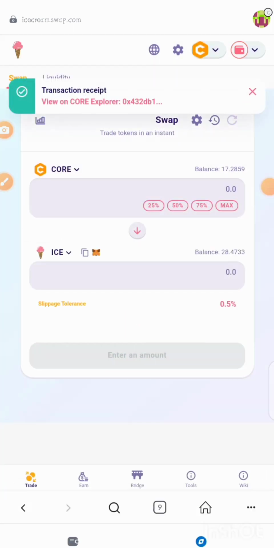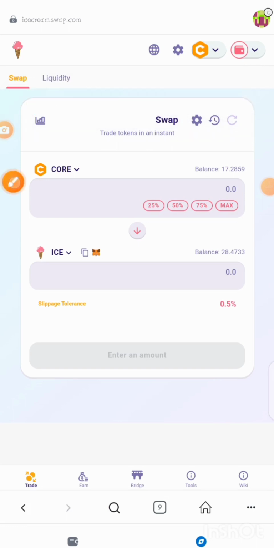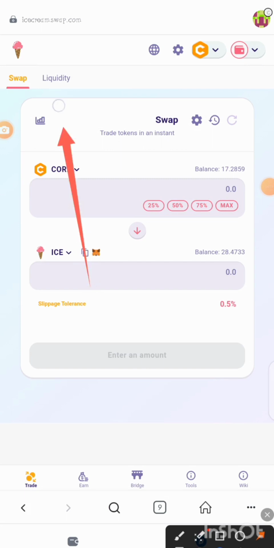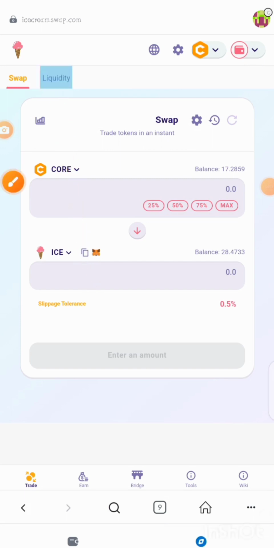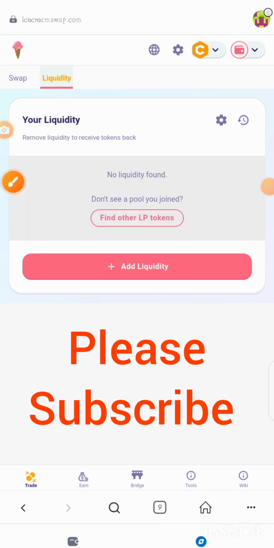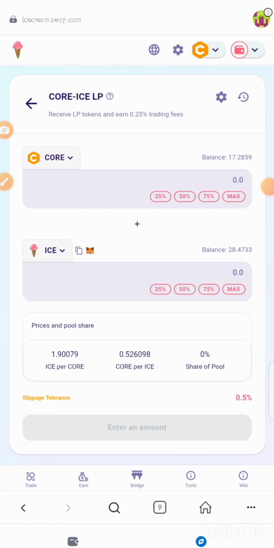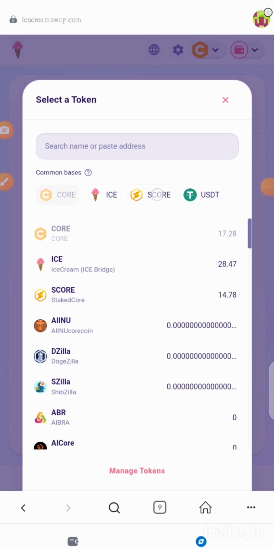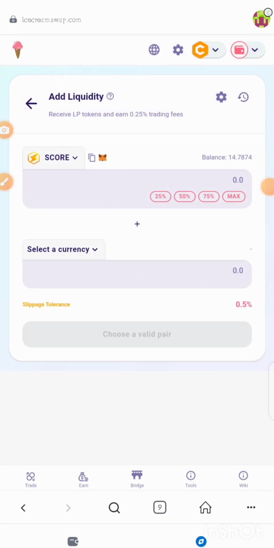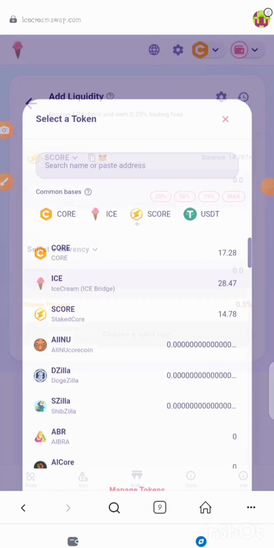So we have 17 core left. So we have core and we have ice. So the next thing we need to do now is to click on liquidity. Okay, click on liquidity. Click on add liquidity. Now, as you can see, we will have 17. Okay, we are actually staking. We are providing liquidity for S core. We have 17, 14.7 of it, and we are providing it against ice.